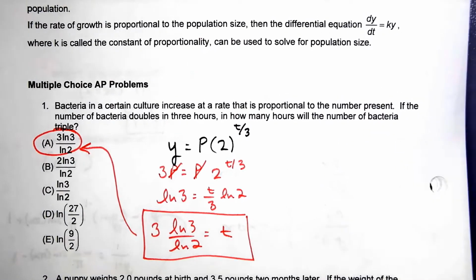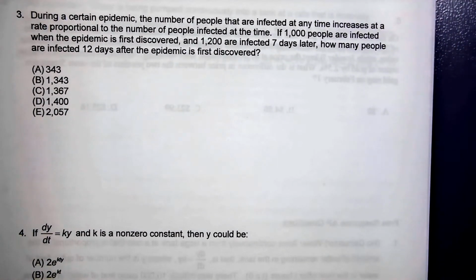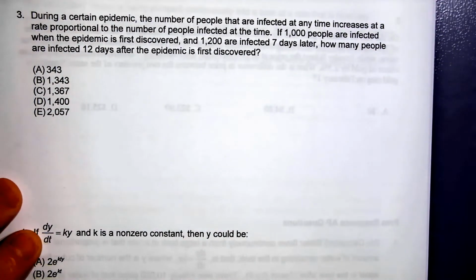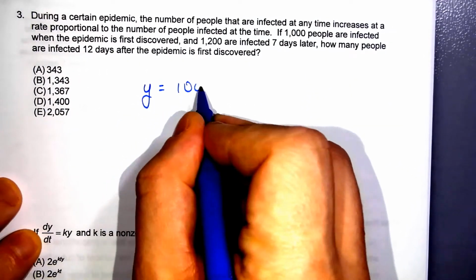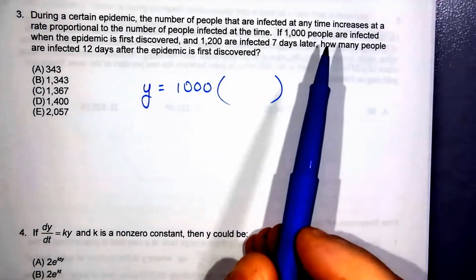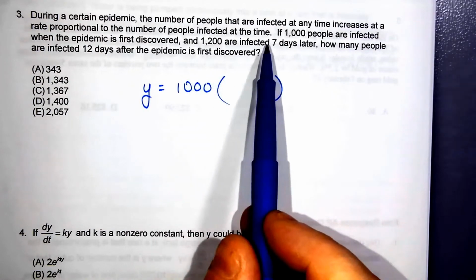I'll do the odd problems here so that way we can do the even ones in class in our small groups. So skipping ahead to 3, it says during a certain epidemic, the number of people that are infected at any time increases at a rate proportional to the number of people infected. So again, same kind of problem. When it's first discovered, there's 1,000 people infected. So it actually gave us an exact amount at the beginning. So y equals, I already know what the initial amount is, 1,000.